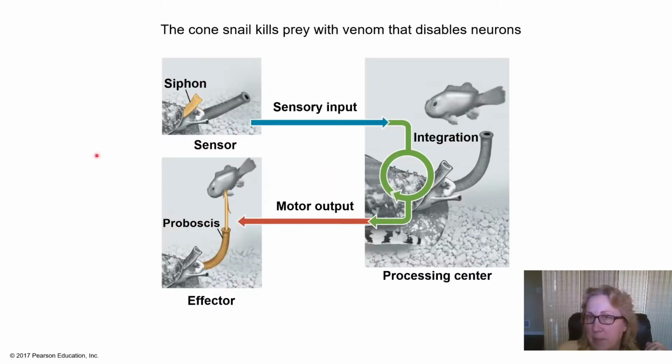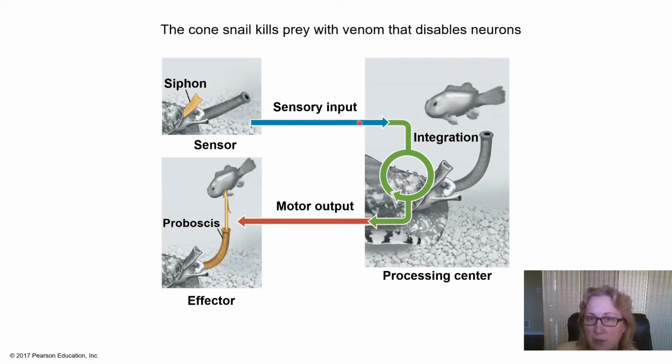As an example of a response that requires integration in the central nervous system, we have a little carnivorous snail here, a cone snail. Cone snails paralyze their prey and then eat them, and they detect their prey by constantly sampling the seawater. Cone snails are marine. They sample the seawater, detecting chemicals that are released by fish.